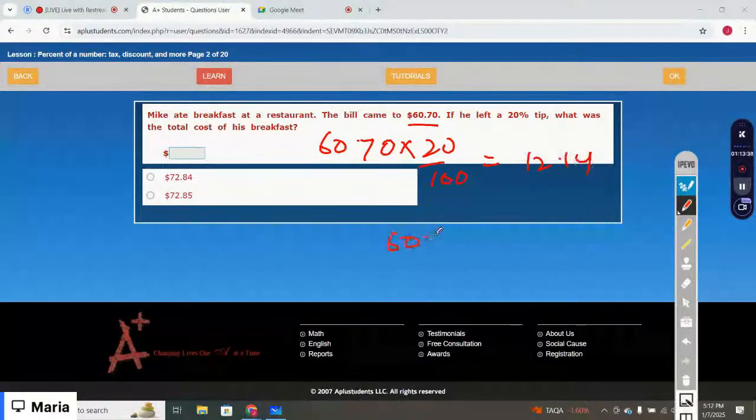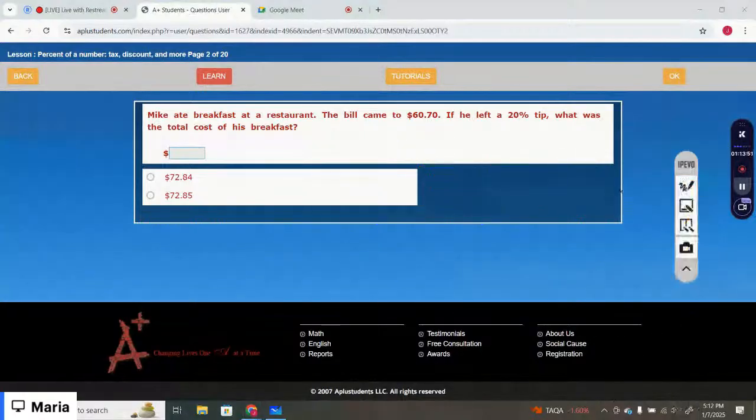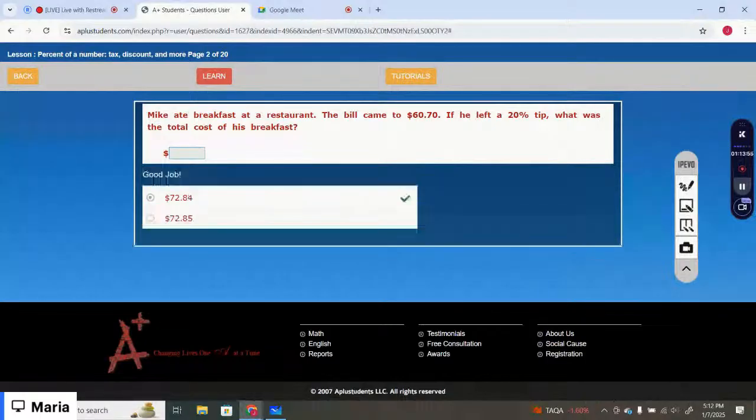The bill is 60.70 plus 12.14, that is 72.84. Option number 1 is the correct option.